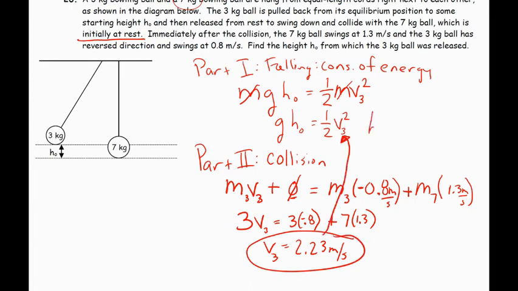So now I can take this velocity and I can plug it in right here. So I end up getting my H initial is equal to V3 squared divided by 2G. So 2.23 squared divided by 2 times 9.8. Okay, and that's going to end up giving me that my height is equal to 0.254 meters. Okay, and that's what the question asked. It said, find the initial height from which the 3-kilogram ball was released.